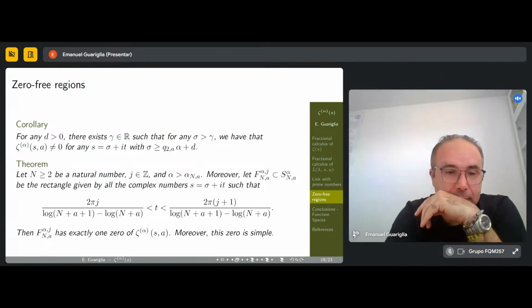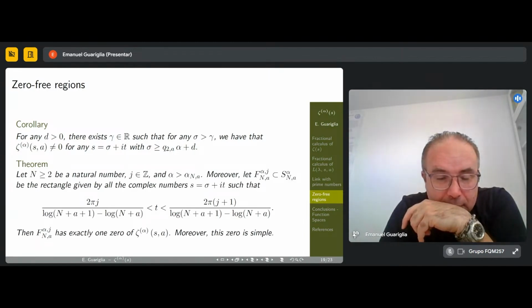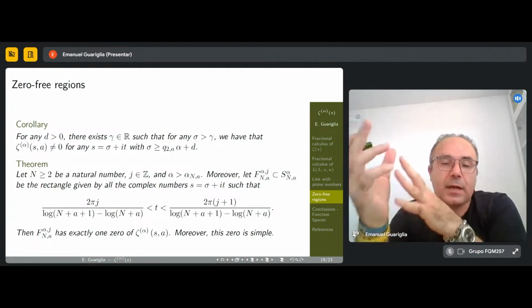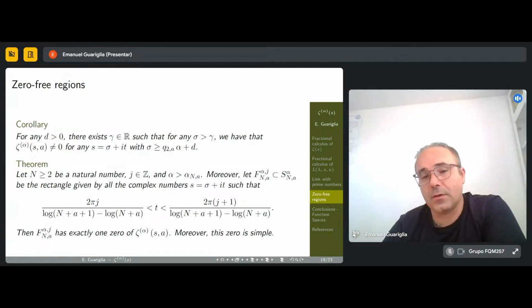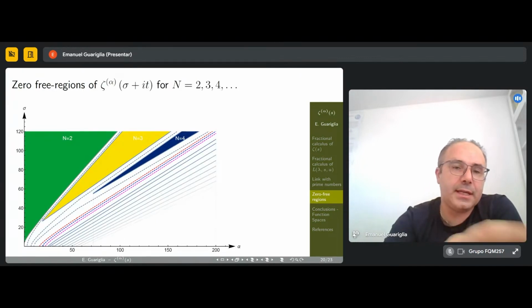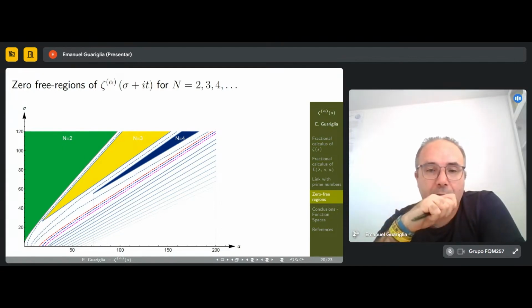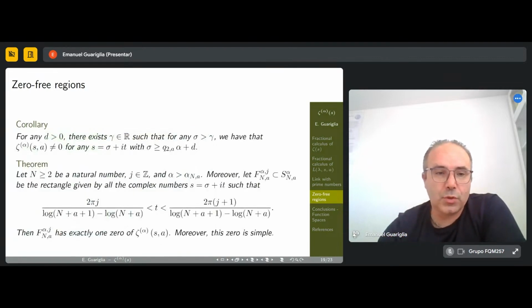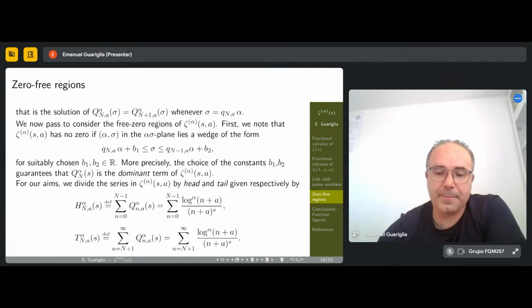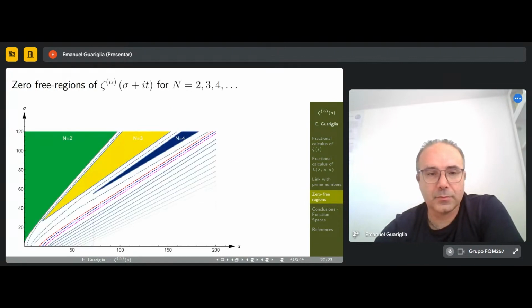And this other theorem, where we find some domain where zeta alpha s a, our Hurwitz zeta function, has just one zero. So this is not a zero free region. For instance, that's a plot. Here, the wedges we see in green, in yellow, and in dark blue are our zero free region, and this corresponds to this second theorem here, and better than this definition here for sigma.